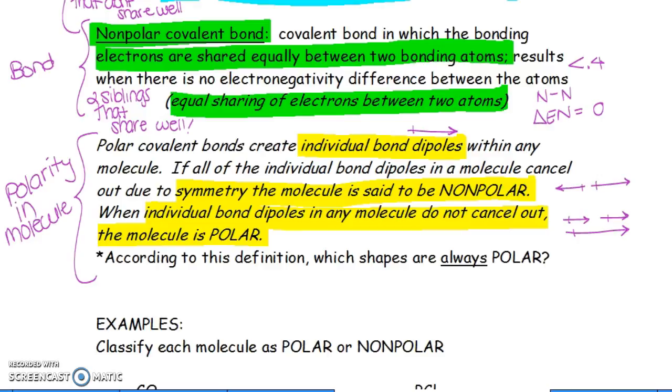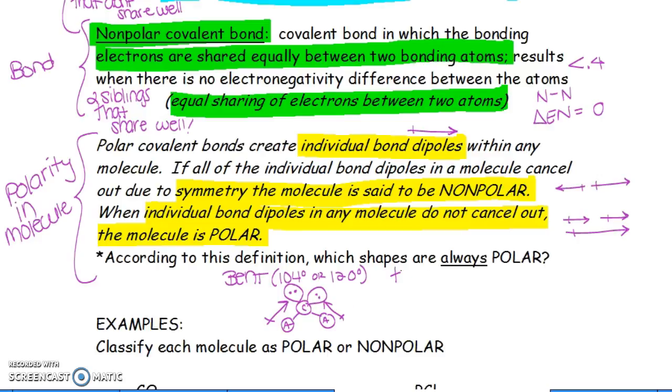According to this definition, there are two shapes that are always polar, and that includes any bent structure. That could be a 104 or a 120. The reason for that is that if you look at the structure, you have lone pairs on the central atom. As a result, you end up with bond dipoles that point towards the central atom. Those bond dipoles do not cancel out, so that results in a polar compound.